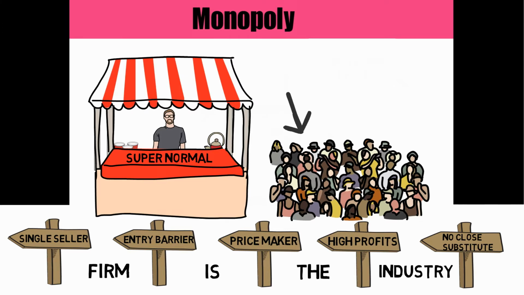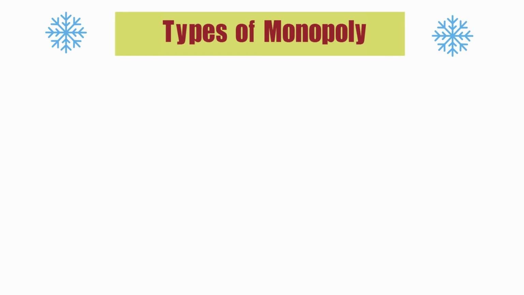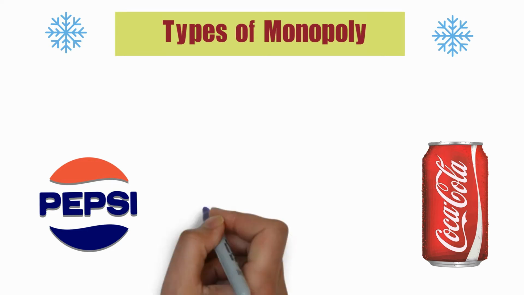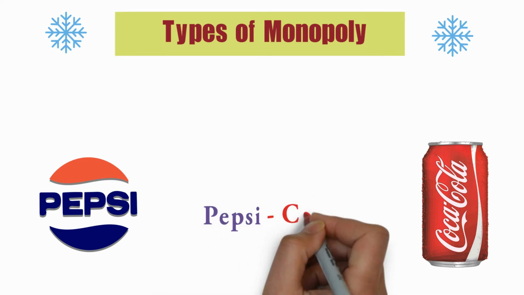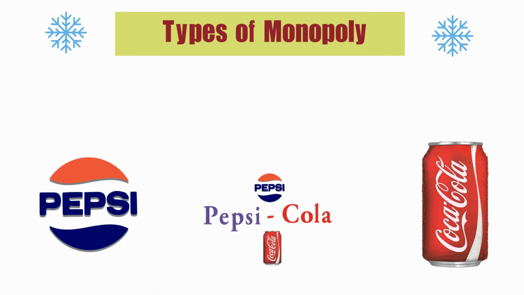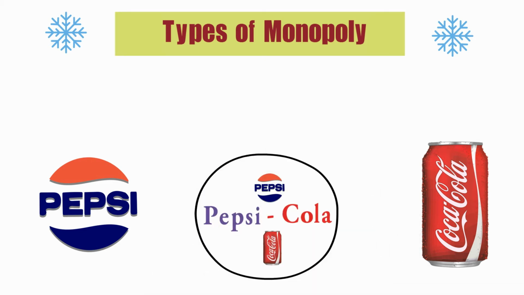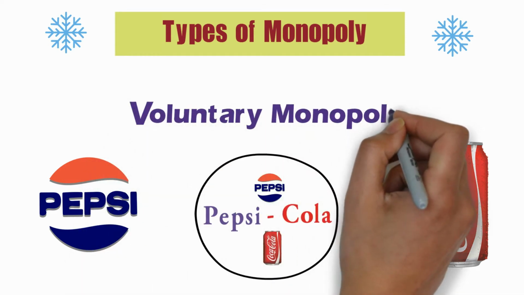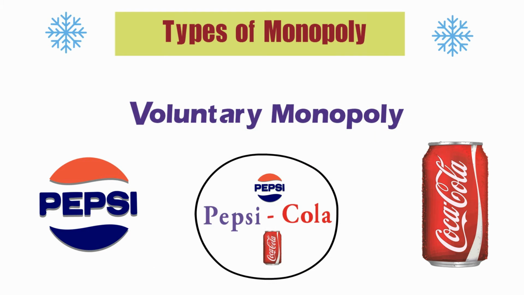Now let's have a look at different types of monopoly. We all know the fact that Pepsi and Coca-Cola are the two main giants in the beverage industry. However, let's assume that these two companies plan to collaborate and form just one company. Let's call it Pepsi-Cola. Now, there exists only one company in the market that dominates the beverage industry. Such monopoly that happens because of voluntary mergers is termed as voluntary monopoly.